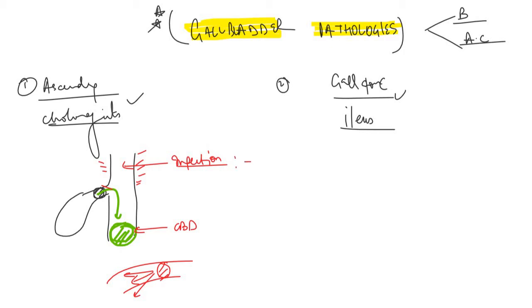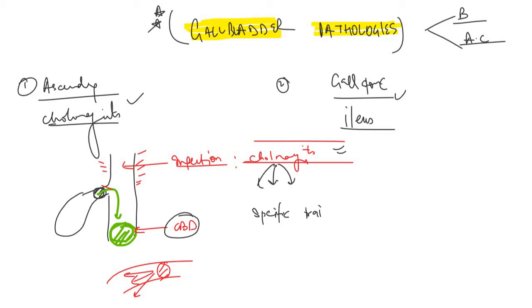Now this infection of the CBD is called cholangitis. If anyone asks you what is cholangitis, just quickly answer that the inflammation or the infection in the CBD is called cholangitis. Now in a patient with acute cholangitis, there is a specific triad, called Charcot's triad, and few people know what Charcot's triad is.